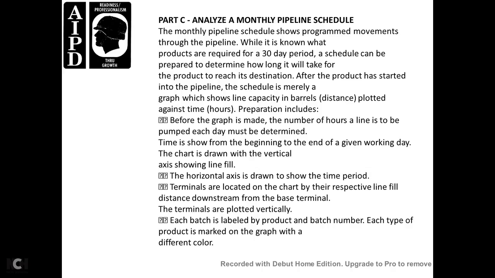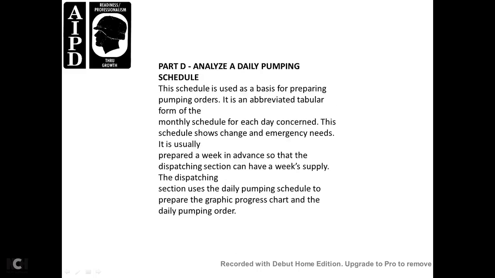The time chart is drawn with the vertical axis for the line fill. The horizontal axis is drawn for the time period. Terminals are located on the chart with their respective line fill distance downstream from the base terminal. The terminals are plotted vertically. Each batch is labeled with its product batch number. Each product is marked on the graph with a different color.